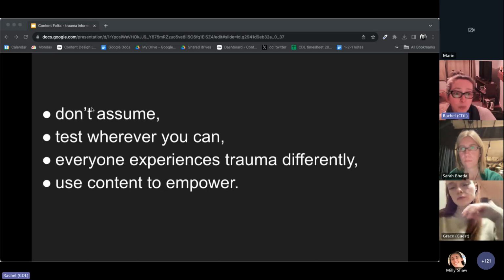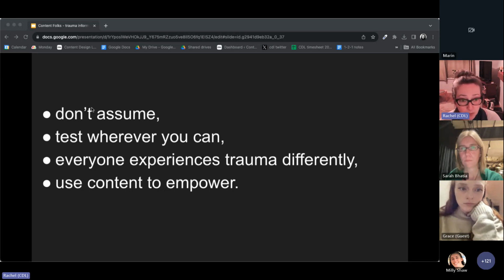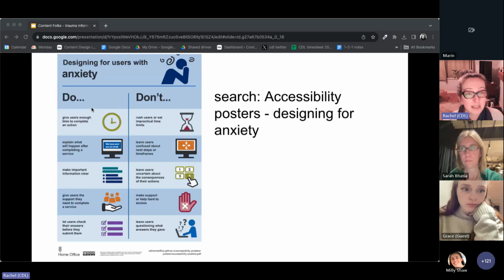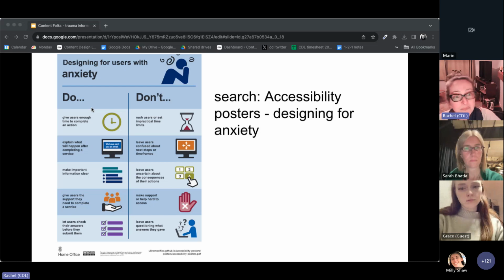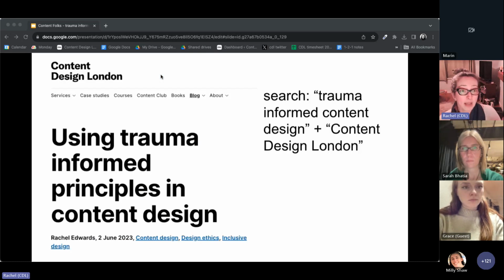Now, I said earlier that there weren't many resources available about trauma-informed content design, and that is changing, and people are writing and thinking about it more. Here is a great poster from the Home Office about designing for anxiety. It sort of sums up what I've been saying, but it does it with pretty pictures and in less than half an hour. You can find it by searching accessibility posters designing for anxiety. And I wrote a blog about this, which is just an intro over some of what we've talked about today. But if you want a refresher or a reference, it is available, and you can find it on the Content Design London blog.